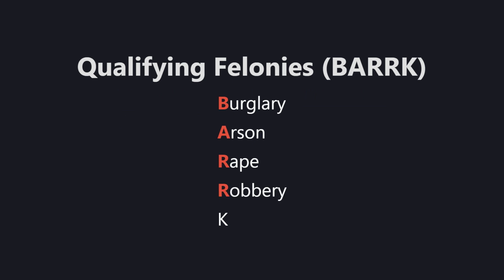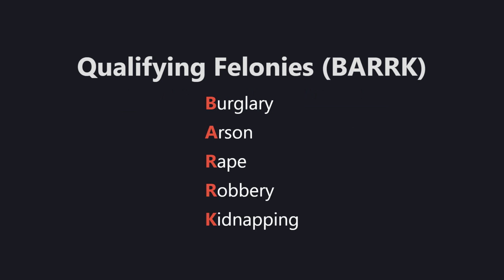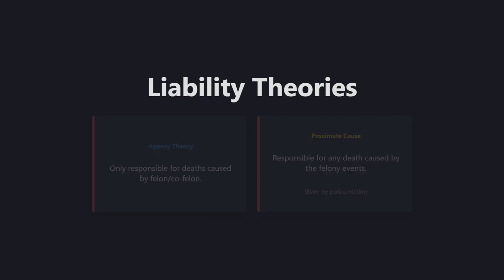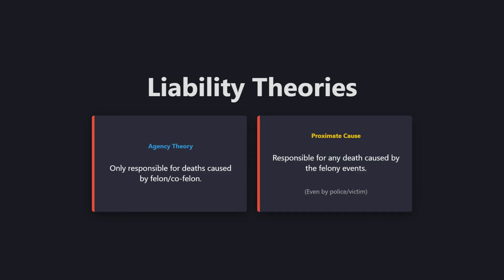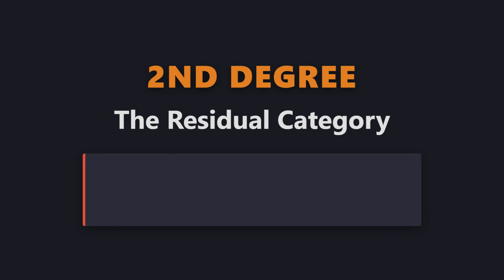Qualifying felonies typically include burglary, arson, rape, robbery, and kidnapping, often called BARK. The resulting death must be a foreseeable consequence of the felony. Jurisdictions follow one of two theories regarding who is responsible. The agency theory holds only the felon or co-felon responsible for the death. The proximate cause theory holds the felon responsible for any death proximately caused by the felony. This applies even if the death was committed by a non-felon, such as a police officer.